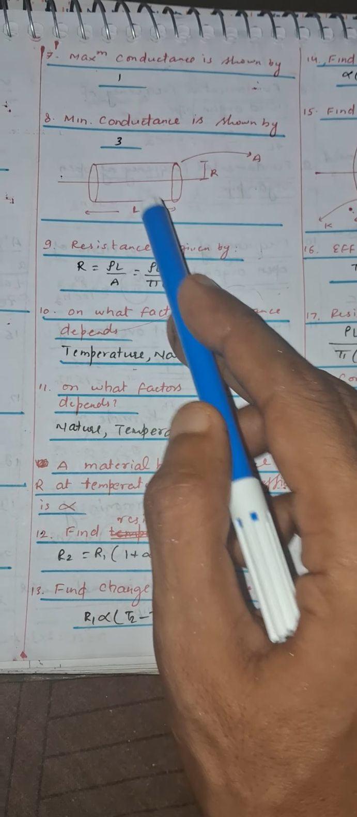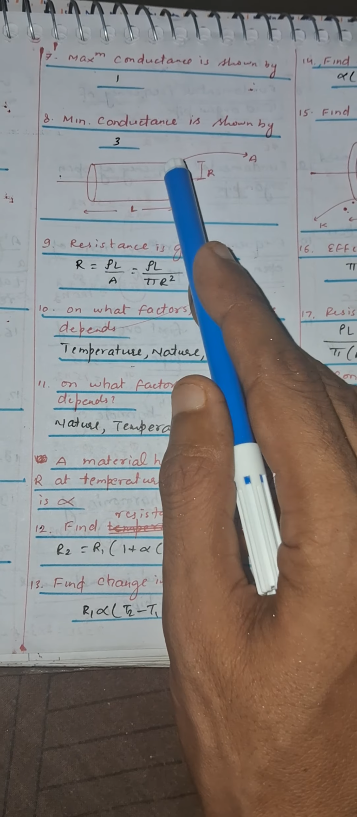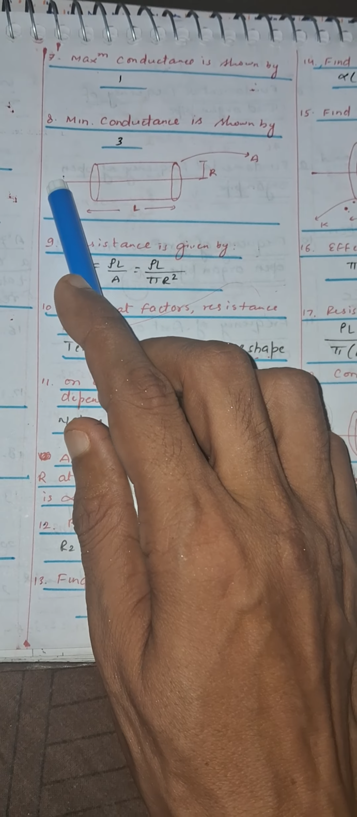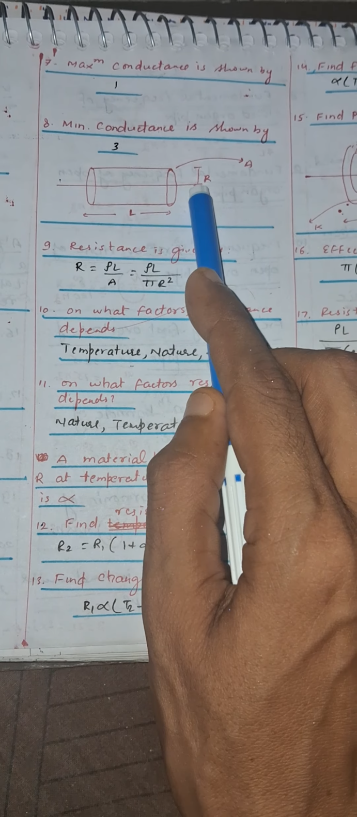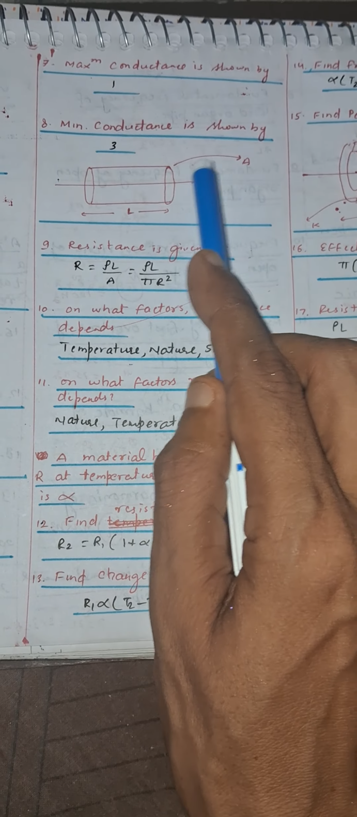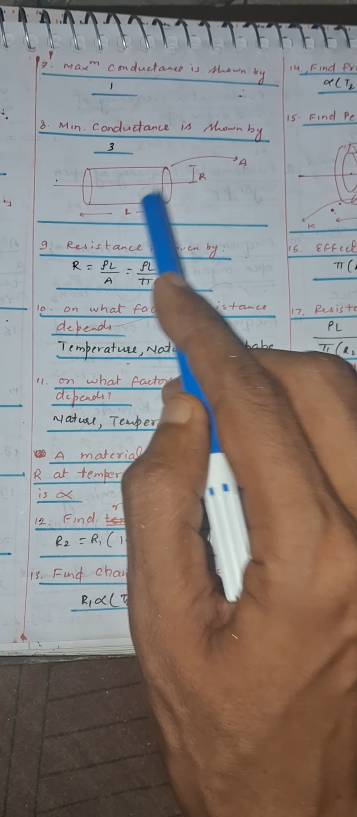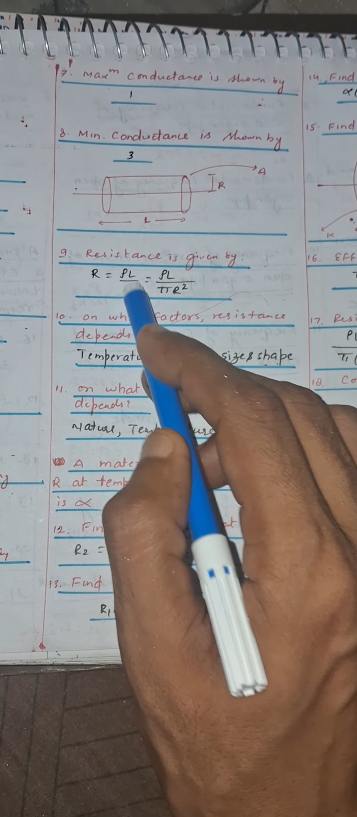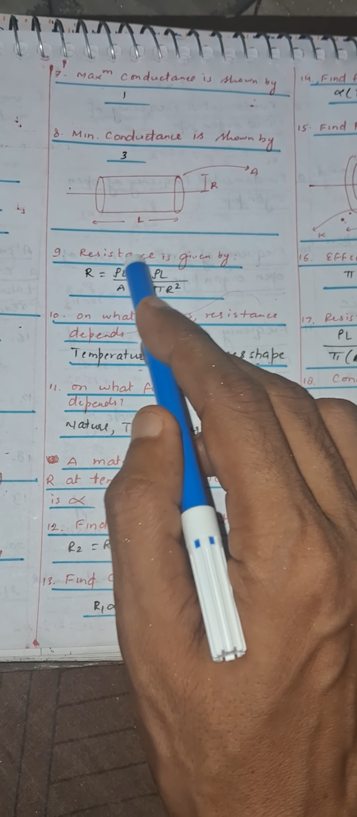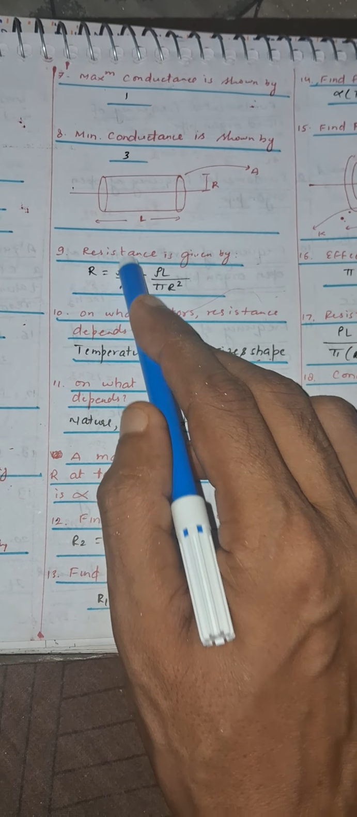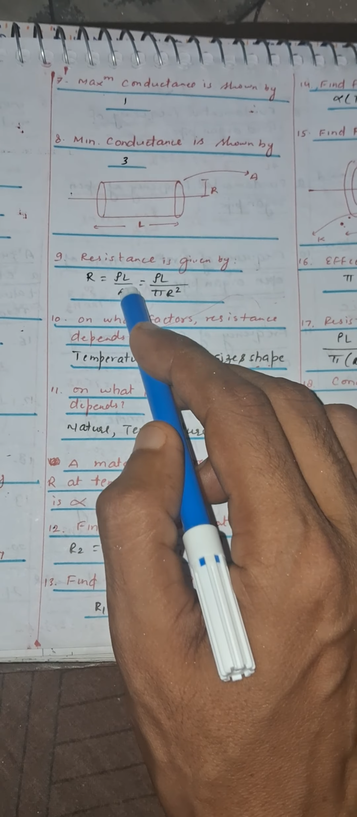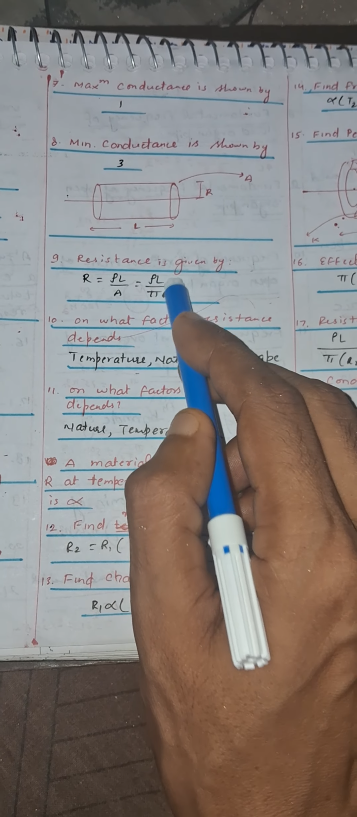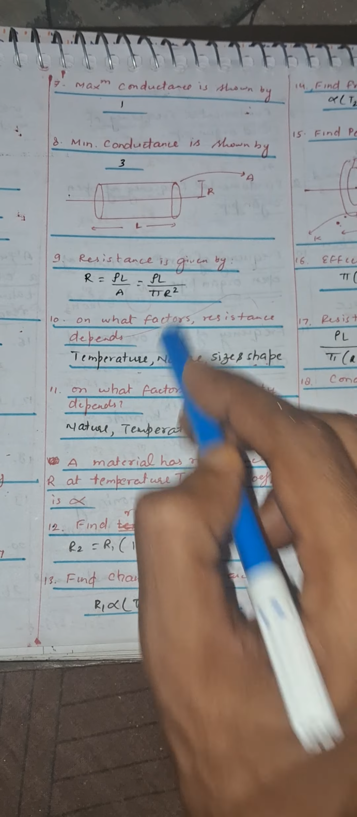Next we have a question: a cylinder of length L and radius R is given, the cross section area is A, and current is moving from left to right. This is the cross section area for the passing of charge through the cylinder. The first question here is: resistance is given by? Resistance is rho L divided by A. Rho is the resistivity, L is the length, and A is the cross section area. Another form is that area can be written as pi r square, so resistance will be rho L by pi r square.